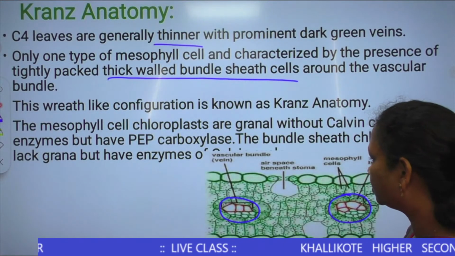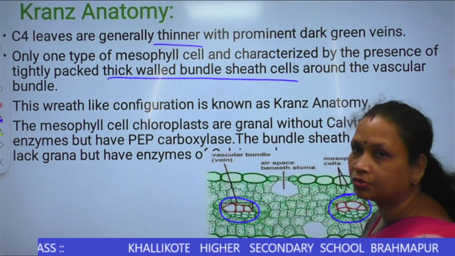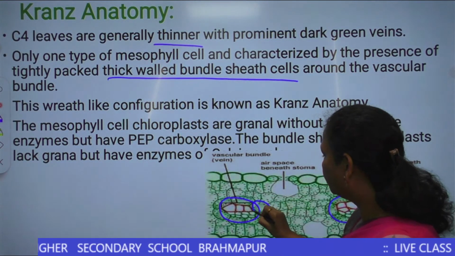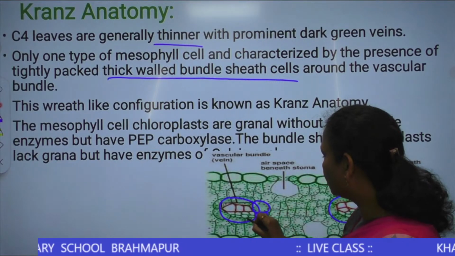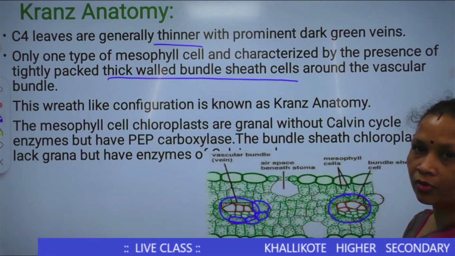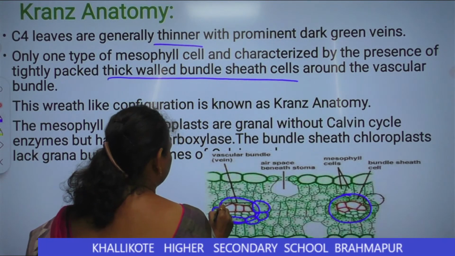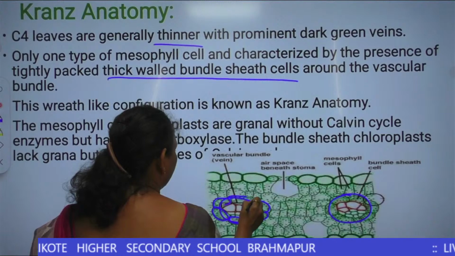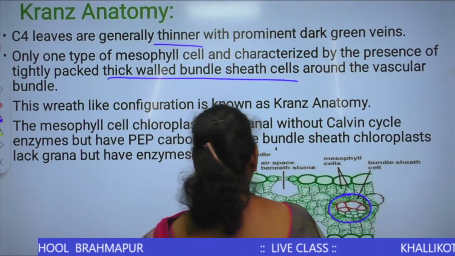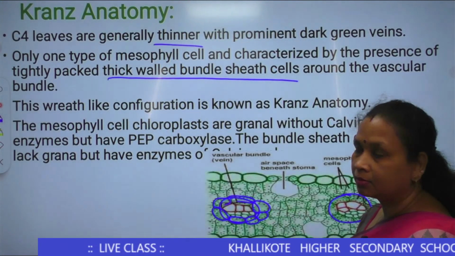So, in the Kranz anatomy, the leaf vascular bundles or the veins are much closer to each other and they are surrounded by the tightly packed bundle sheath cells. These are the bundle sheath cells that you can see around the xylem and phloem. This is a characteristic feature which is known as Kranz. Kranz in German means a wreath or a covering or a surrounding. So, they are tightly packed large bundle sheath cells around the vascular bundle.